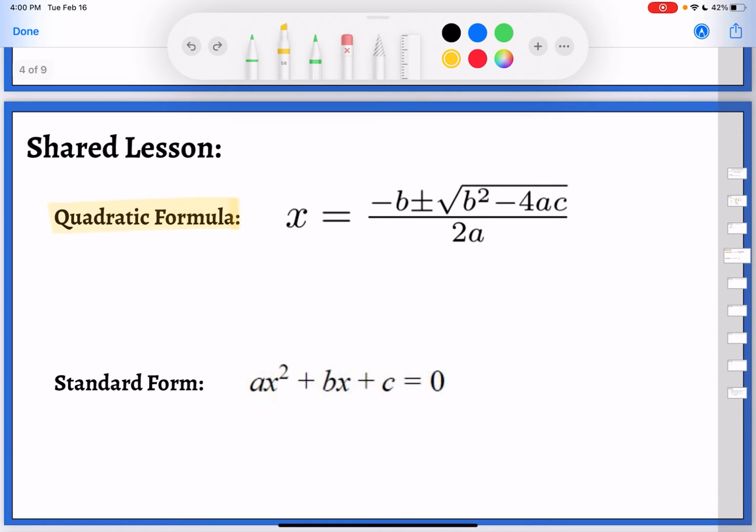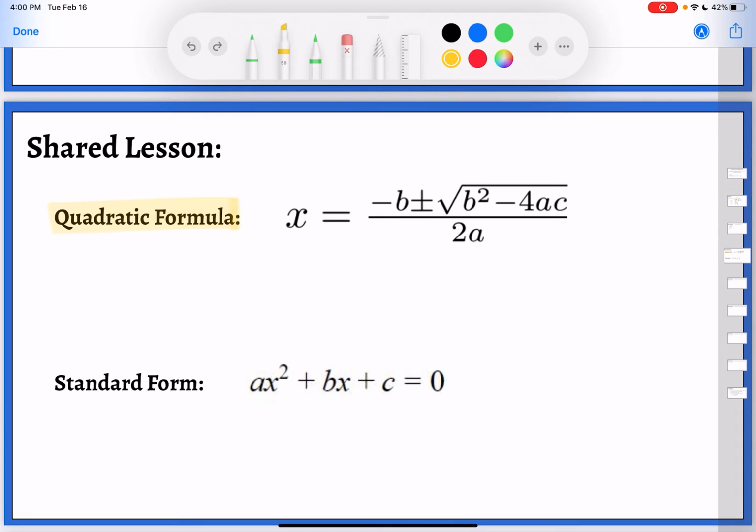Now, you might be wondering, like, what the heck, where are these a, b's, and c's coming from? Well, the a, b's, and c's come from standard form. Standard form is when you line all the things up correctly. X squared's first, then x's, then plain numbers, equals 0. ax squared plus bx plus c.